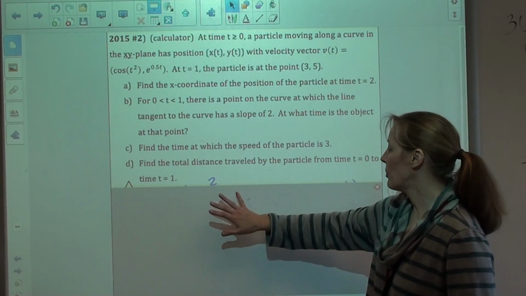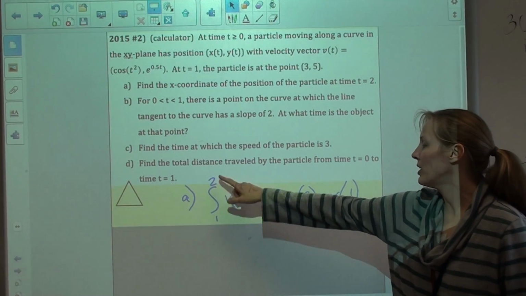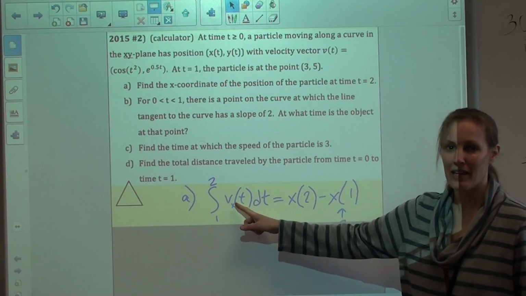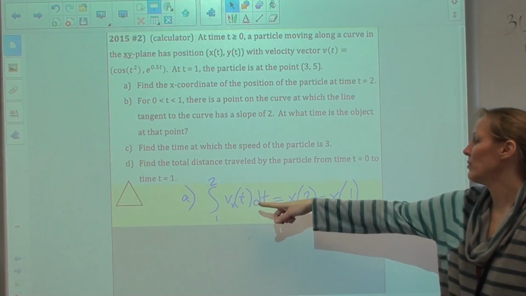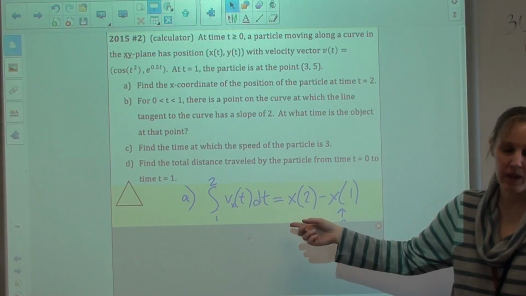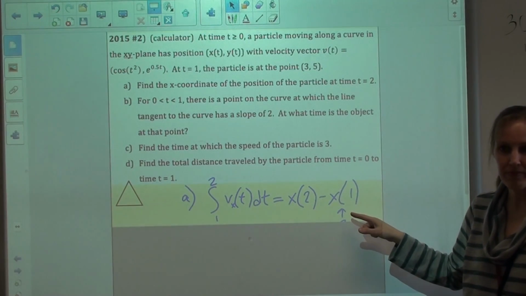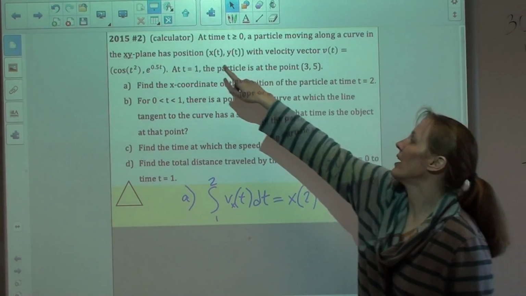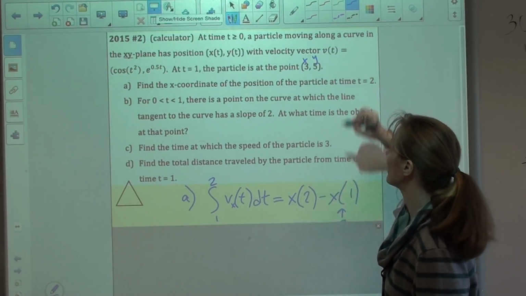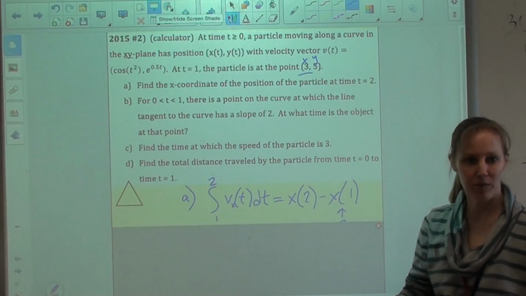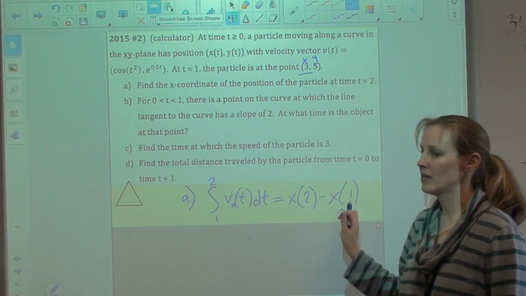So here's what we know. I know that the integral from 1 to 2 of velocity, we're talking about the x-coordinate of the velocity, or the x component, the antiderivative of that would be position, x of t, from 1 to 2, or x of 2 minus x of 1. I know that x of 1 is 3, so I can plug a 3 in, and x of 2 equals this, plus 3.